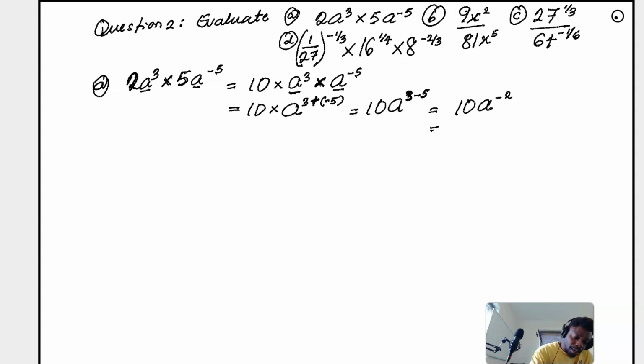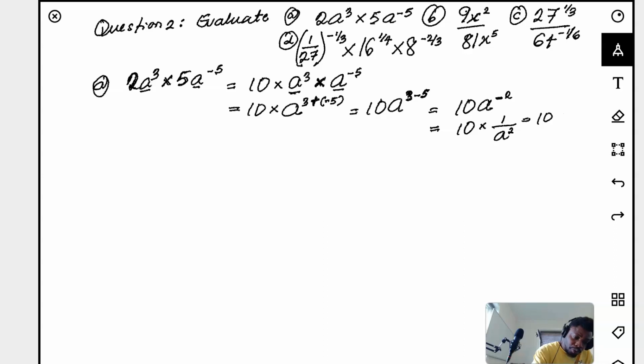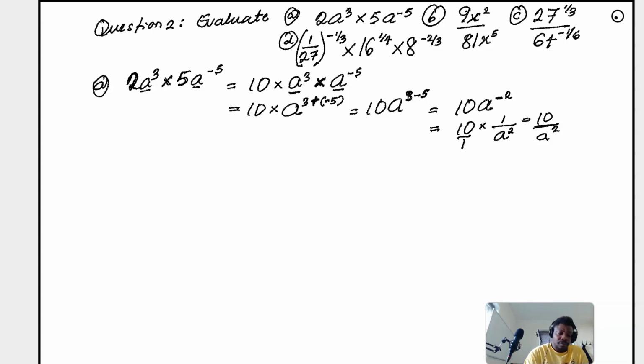So here I can say 10. Remember, a, but this power is having minus, so you have times 1 over. That is the meaning. Minus on the power side means 1 over. So you have a raised by 2. So here I have 10 times, because this is over 1 here. So 10 times 1 is 10, then 1 times a squared is a squared. So that is what I have, or if you prefer to leave the answer in this form.